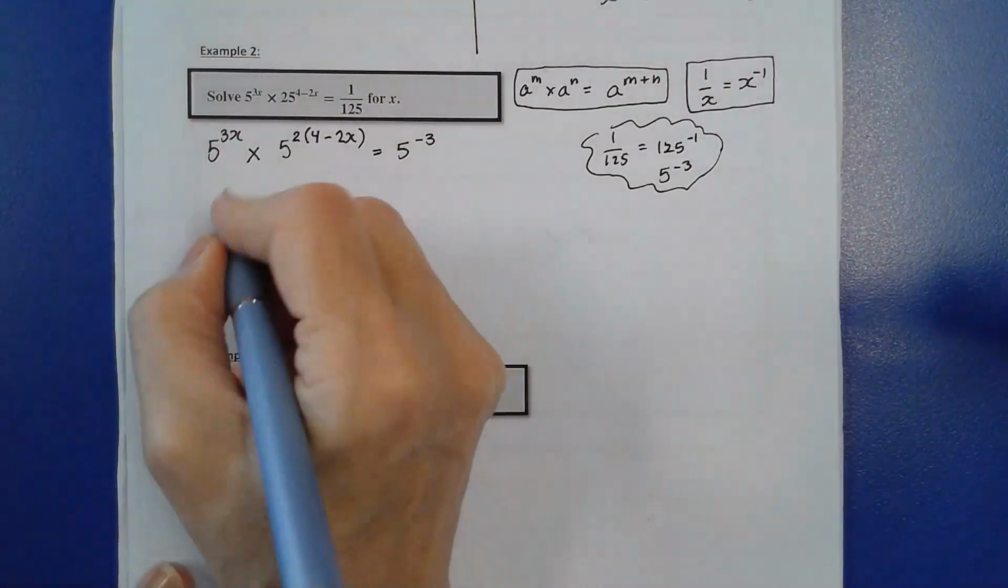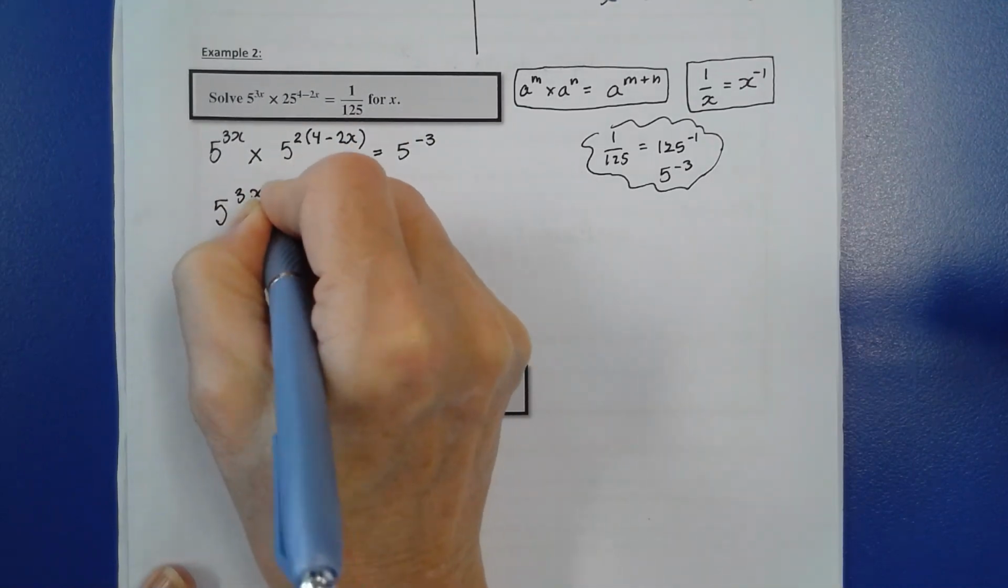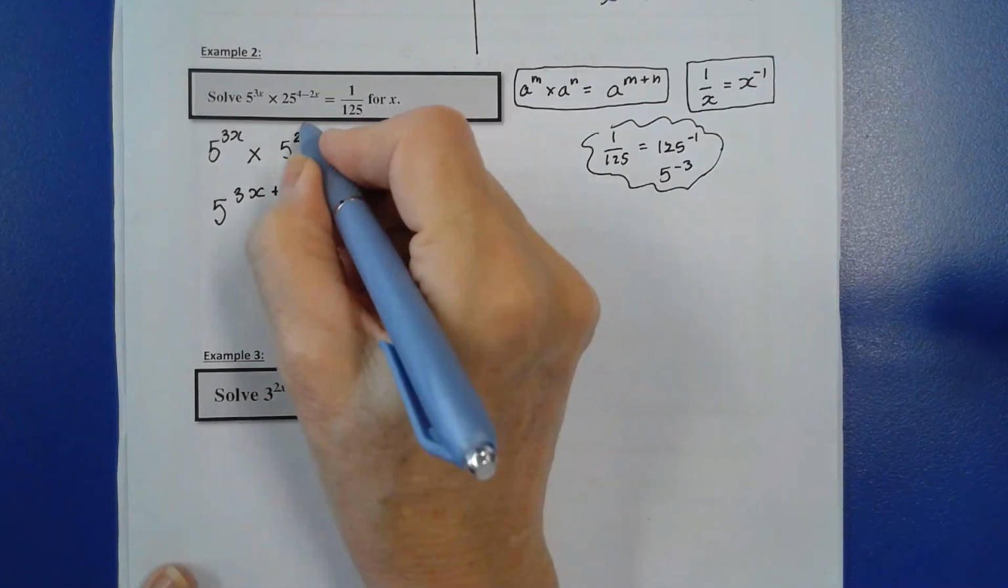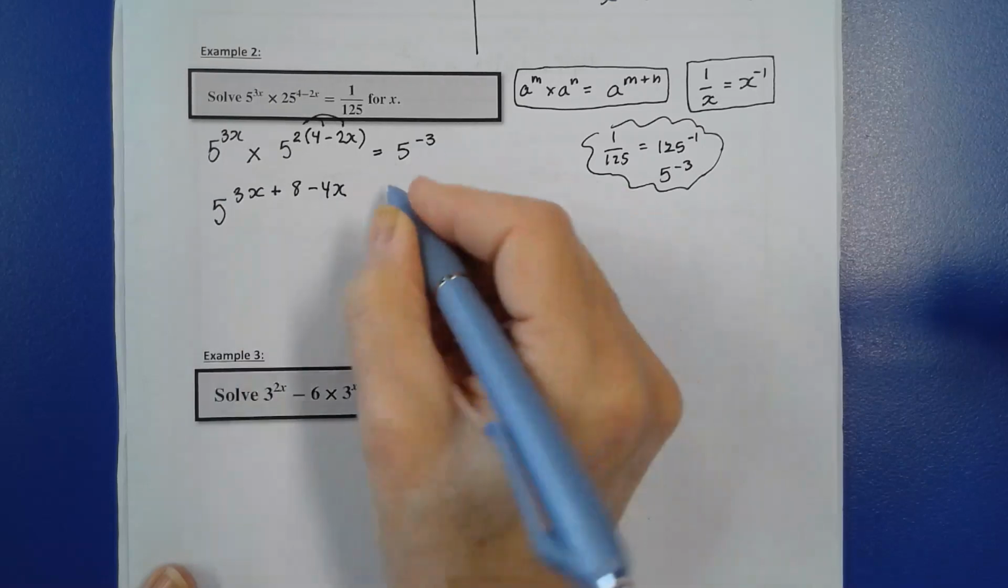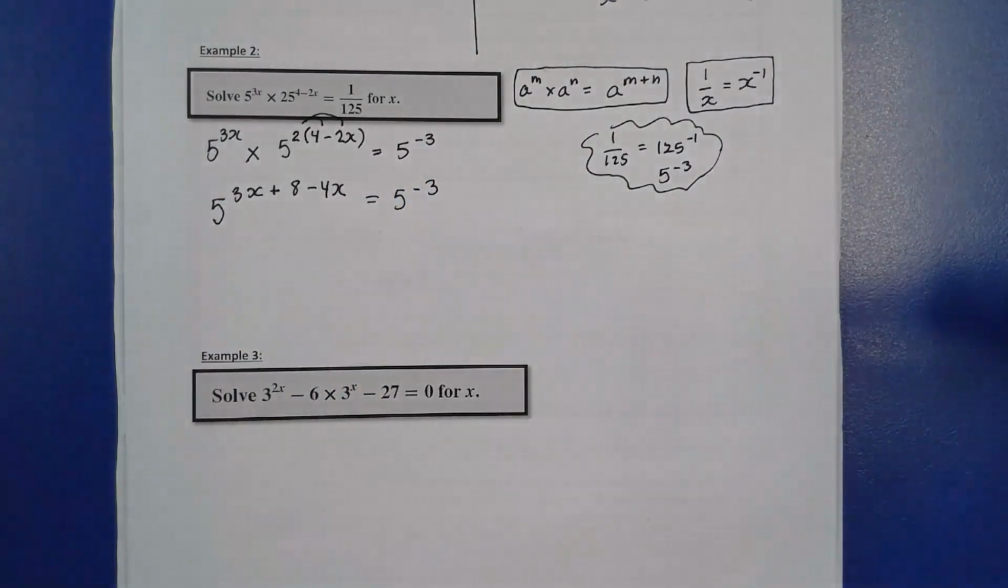Okay, so I get 5 to the 3x plus, can I multiply that out, please? Expanding, I'm going to expand that. 8 minus 4x equals 5 to the negative 3. So I've done my trick where I have to get like bases, 5 to the something and 5 to the something.